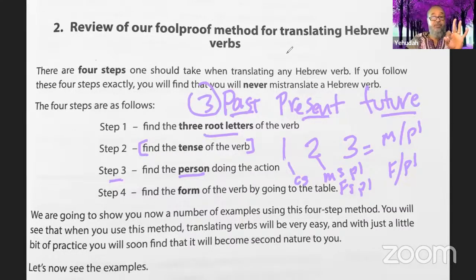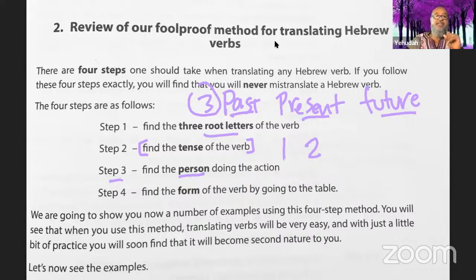So 3 root letters, that's your vocabulary, that's your root. Past, present, and future, that's your tense. Finding a person, first person, second person, third person, who am I talking to, right? And then finally, you're going to find the form, and we're going to talk about that form, okay, by using the table.